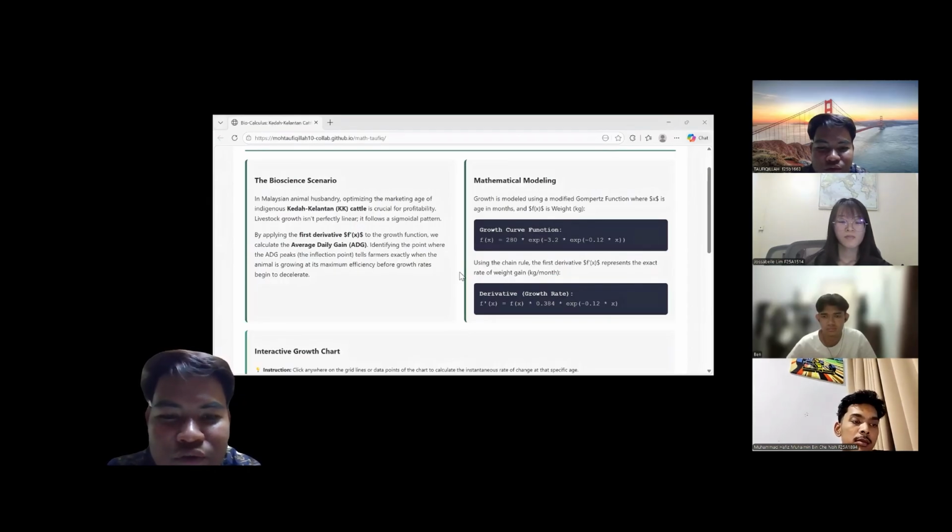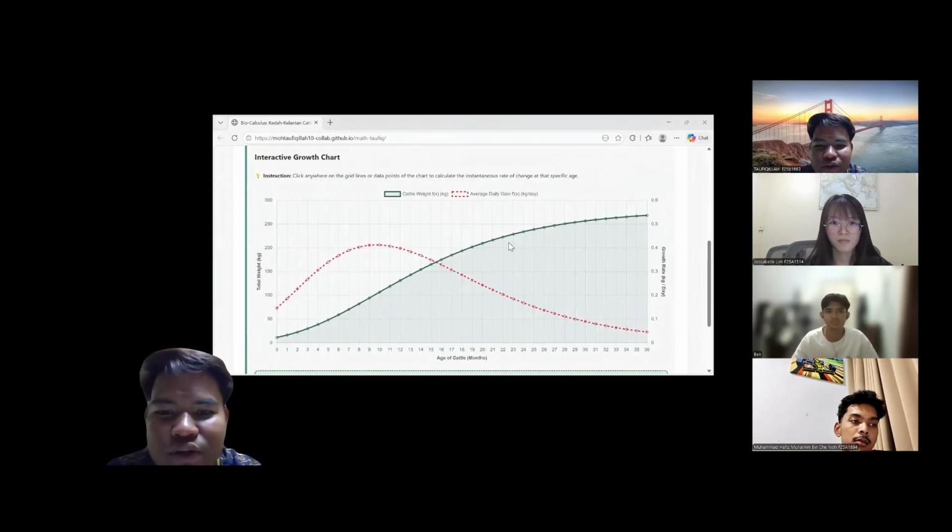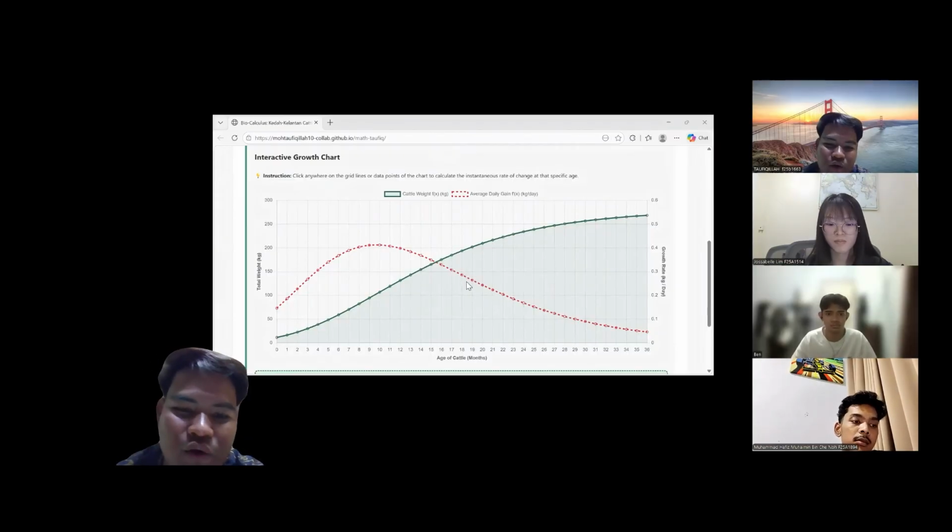First, feed accounts for the majority of livestock operation costs. By studying this growth curve, we can calculate the average daily gain, ADG. This helps farmers practice precision farming, knowing exactly how efficient their animals are in any given month.